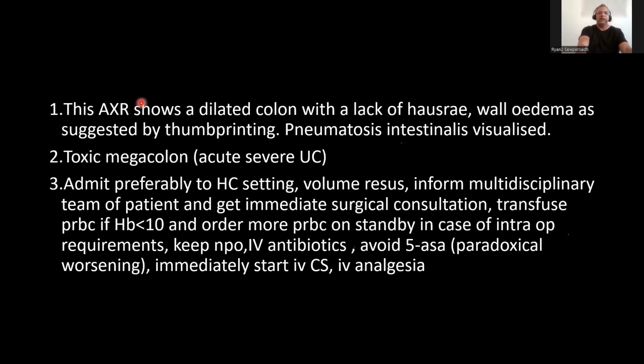This is toxic megacolon. And outline your management: mid to high care, bilateral IV lines, volume resuscitation, inform the surgeons, cross-match the patient, do your basic bloods, transfuse if Hb is below 10 to optimize for theater, because these patients can easily rupture and you have perforated bowel and peritonitis, right? So keep the patient nil per os, insert a nasogastric tube, IV antibiotics. Avoid 5-aminosalicylic acid, which you would consider in a flare of UC, but this is not a flare. This is toxic megacolon. So don't give that because that causes paradoxical worsening. Start IV corticosteroids and IV analgesia. But the most important thing, optimize the patient for theater, phone the surgeon. This is a surgical emergency. Okay.